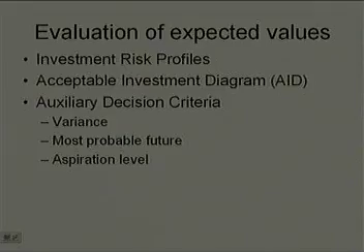First one is known as investment risk profiles, and then we will try to cover the acceptable investment diagram. These two are quite frequently used for evaluation of expected values. Now, in addition to these two, we have auxiliary decision criteria also, and there are three things in that. One based on variance, second based on most probable future, and then third one is aspiration level.